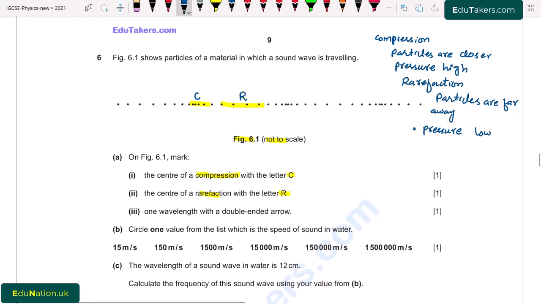Part 3. One wavelength with a double-ended arrow. So first of all we have to know what wavelength is. Wavelength is the distance between two consecutive compressions or rarefactions. So in the figure we can see that this is the first compression and this is the second compression. So the distance between these is basically equal to the wavelength. I will draw here a line.